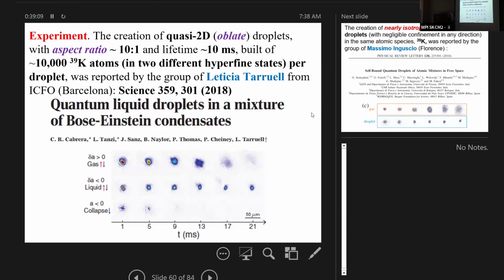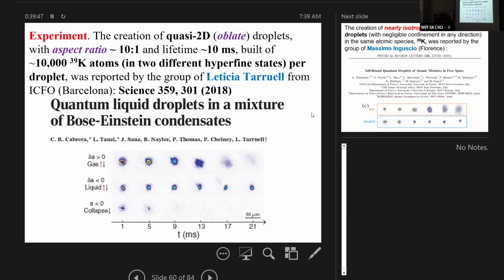This is a result from the experimental work. When the strength of the attraction between the 2 components was too weak, they would initially create some localized object, but it would immediately start to decay and spread out. When the strength was too large, they observed collapse. Then this disaster happens. However, when they selected the appropriate value of the mean field attraction, once again by means of the Feshbach resonance, they could observe an effectively stable, localized, self-supporting state, and this is a quantum droplet.